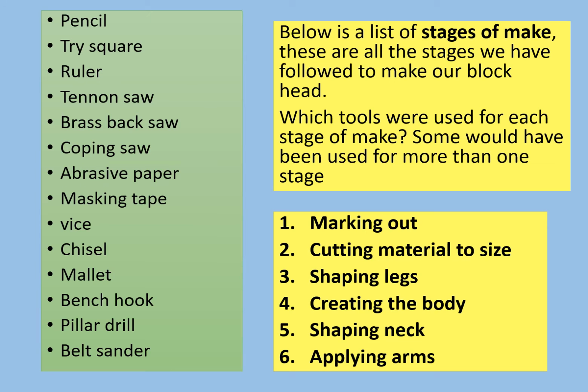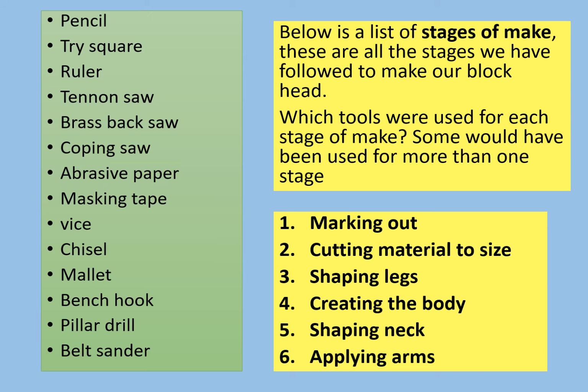Below is a list in the yellow box of the stages of make. This list is basically the headings of all the different stages of make that we followed to make our blockhead. All of these tools were used in one or more of those stages. So with the people next to you on your table groups, I'd like you to see if you can match up which tools were used for which stage of make.